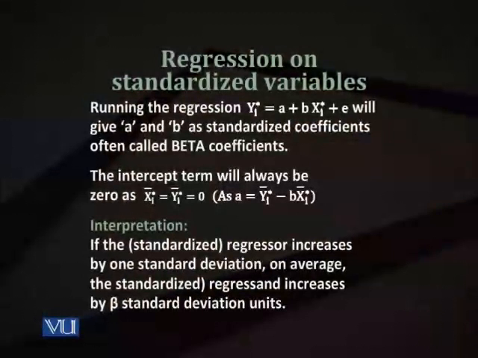Now again, focus on the interpretation of the beta coefficient, which is a standardized coefficient. It is the coefficient that is obtained by regressing a standardized dependent variable on a standardized independent variable. So we interpret it as: if the standardized regressor increases by 1 standard deviation on average, the standardized regressand, that is the dependent variable, increases by beta standard deviation units.